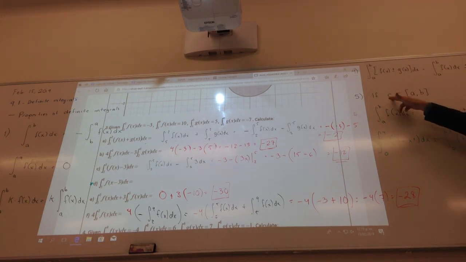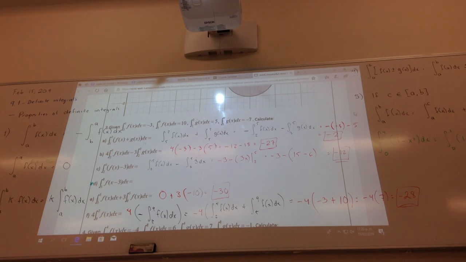Check this property. If you have a number, it could be any number, as long as it belongs to that interval. If you have an integral from A to B and a number that belongs to that interval, you can separate this integral into two, or maybe you have more numbers, more integrals. So my letter C acts as a limit. Now you can have a first integral from A to that value, and then from that value to the last value, because this value belongs to this one. It's between A and B.